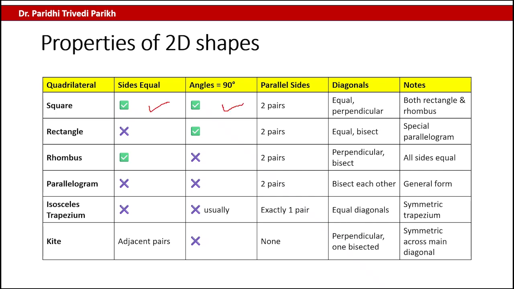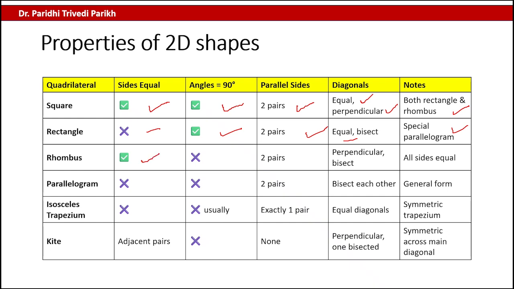Square: sides equal, angles 90 degrees, 2 pairs of parallel sides, diagonals equal and perpendicular, both a rectangle and a rhombus. Rectangle: sides are not all equal, all angles are 90, 2 pairs of parallel sides, diagonals equal and bisect each other. This is a special kind of parallelogram.